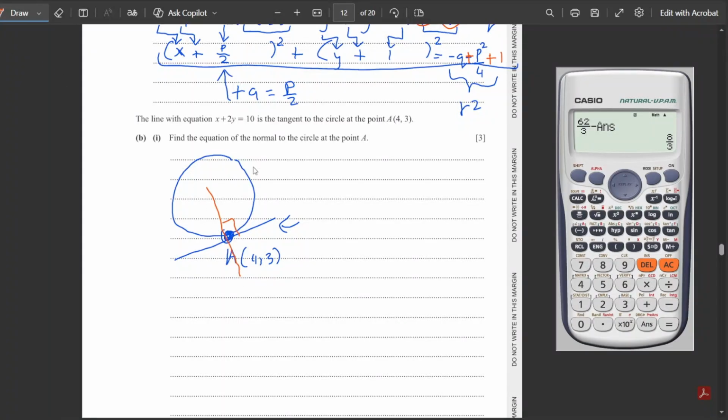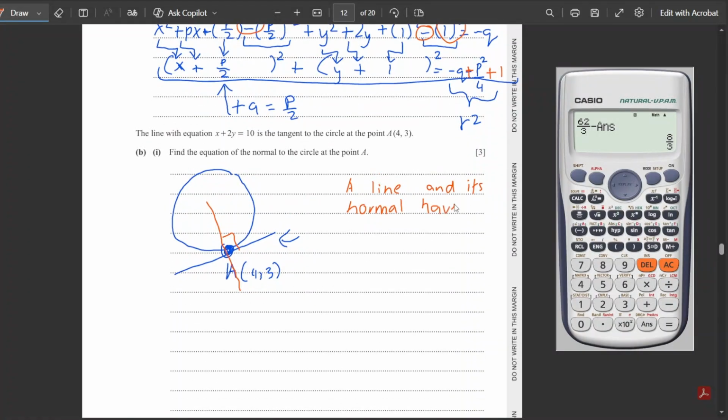Now, what's the relationship between a line and its normal? So a line and its normal have gradients that are negative reciprocals of each other.